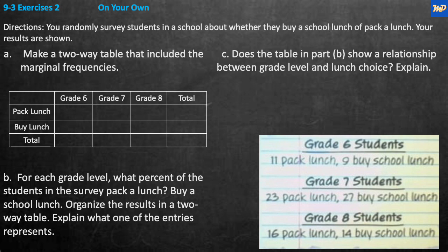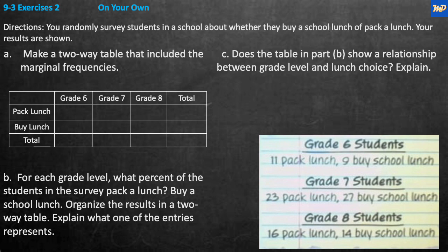Okay, exercise 2, on your own. Directions: you randomly survey students in a school about whether they buy a school lunch or pack a lunch. Your results are shown. There are 3 parts to this question. A, they want you to make a two-way table that includes marginal frequencies. I've already drawn the table out, which makes it a little easier. B says, for each grade level, what percentage of the students in the survey pack a lunch, or buy a school lunch? Organize the results in a two-way table and explain what one of the entries represents.